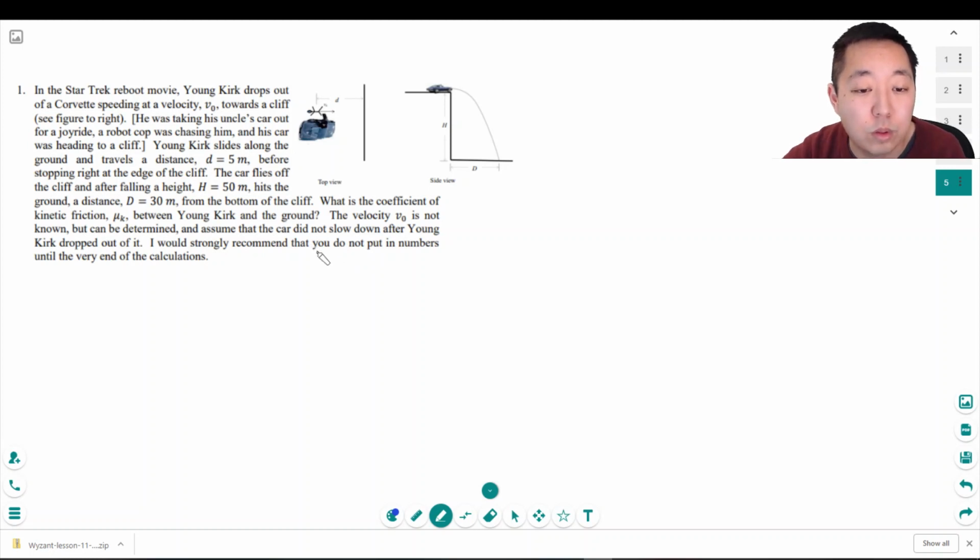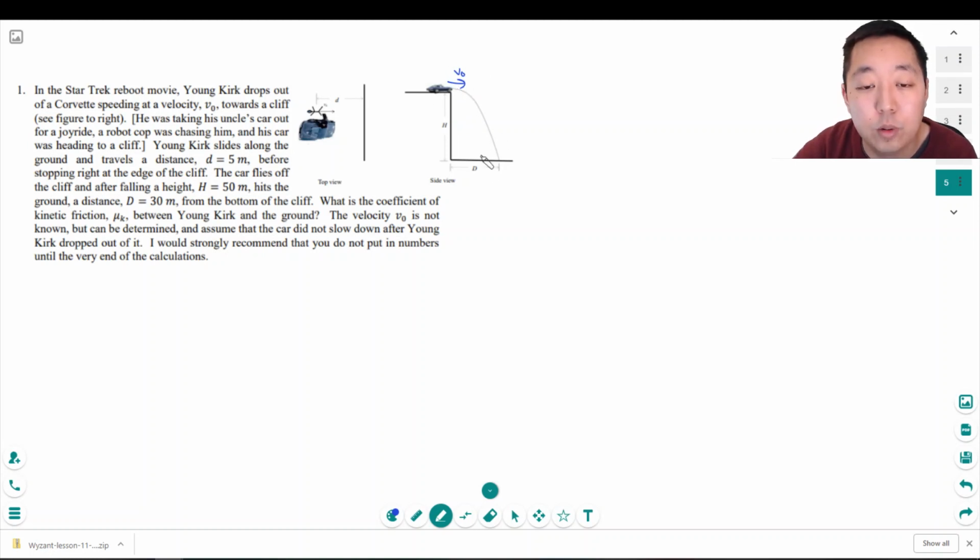I would strongly recommend that you do not put numbers in until the very end of the calculations. So we're going to assume that while he's sliding, he's feeling a constant frictional acceleration from the frictional force. They're saying I need to find the initial velocity. If I wanted to figure out how fast this car was going off the cliff, and hence how fast Kirk was when he jumped out of the car, I have to know v0, and I want to solve for what v0 is in terms of these variables.